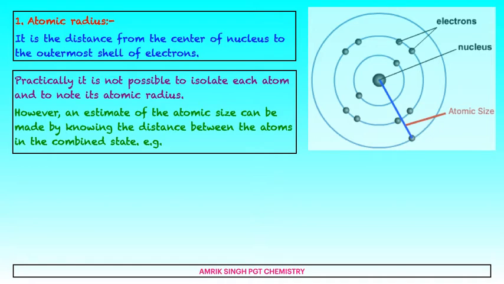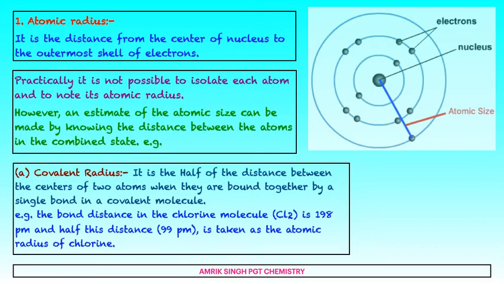Practically, it is not possible to isolate each atom and to note its atomic radius. However, an estimate of atomic radius can be made by knowing the distance between the atoms in the combined state. For example, covalent radius. It is the half of the distance between the center of two atoms when they are bound together by a single bond in a molecule.